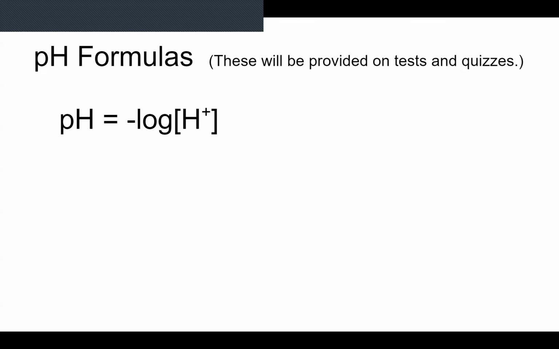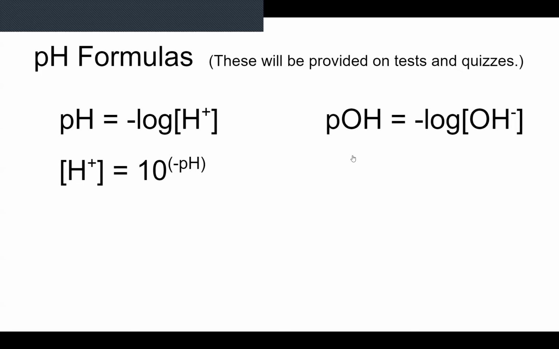If you take the negative log of hydrogen ion concentration, we'll get pH. It turns out this P function is really a mathematical thing. If you take the negative log base 10 of anything, you're finding the P of that thing. Let's say that you know the pH, but you don't know the hydrogen concentration. Take the number 10 and raise it to the power of the negative pH. 10 raised to the negative pH will give you the hydrogen concentration.